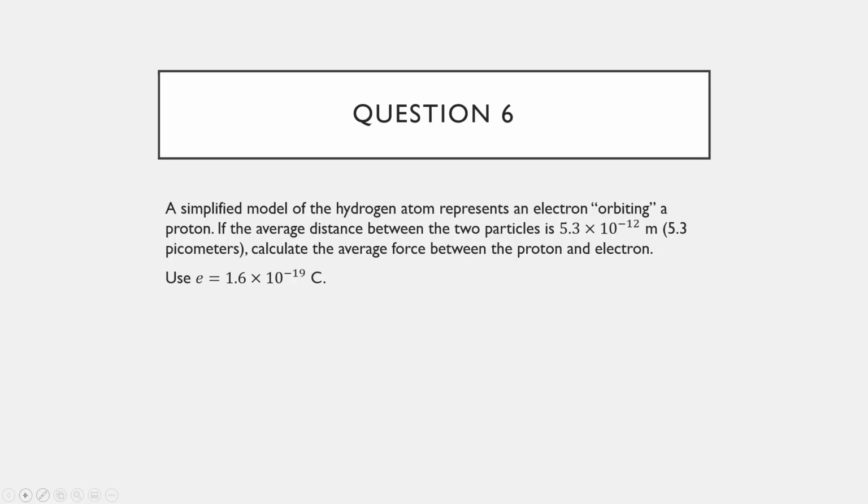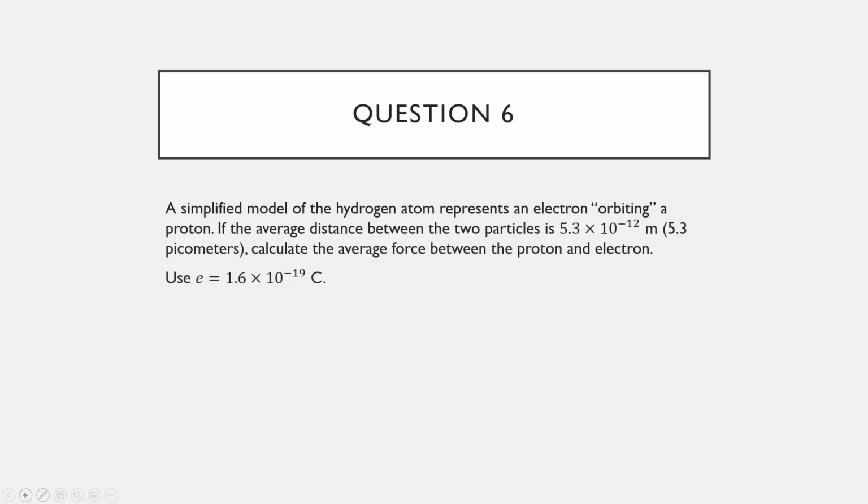So we've got a simplified model of the hydrogen atom which represents an electron orbiting, and orbiting is in quotation marks because it's not really orbiting. It's like existing. We're not going to get into it. Just pretend it's like a planet going around the sun. So the model of the hydrogen atom represents an electron orbiting a proton, like a planet orbits the sun.